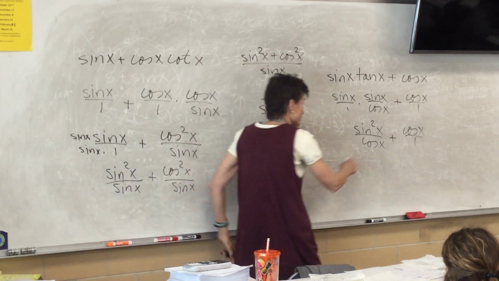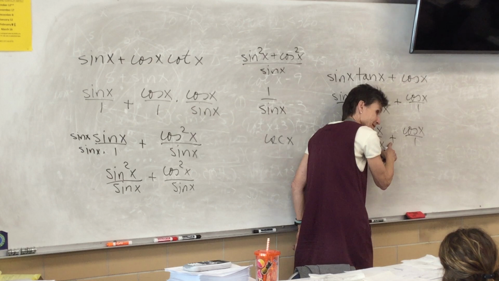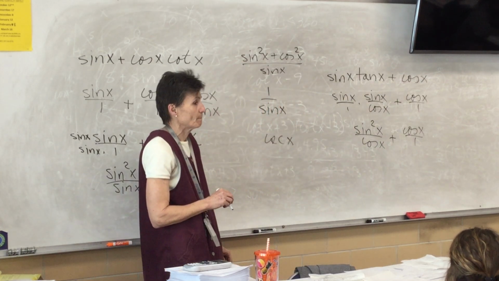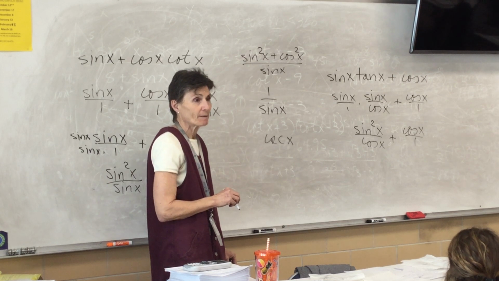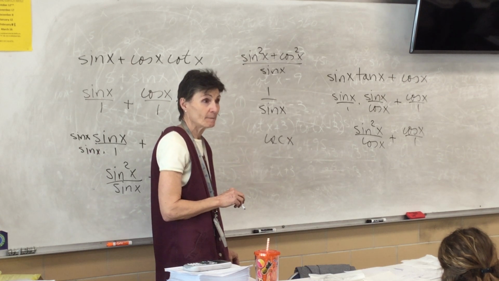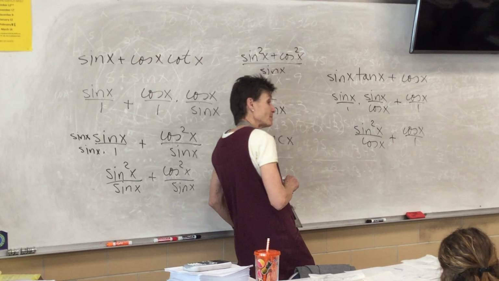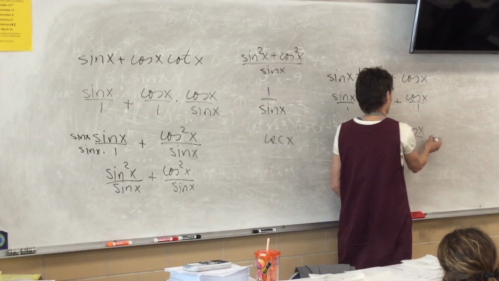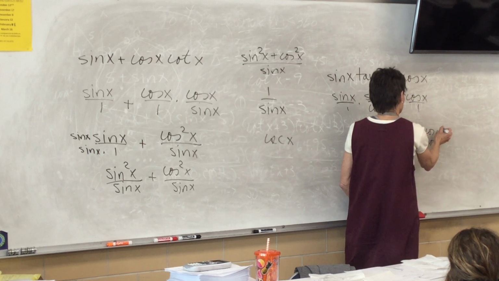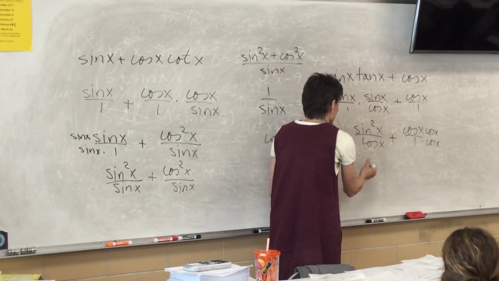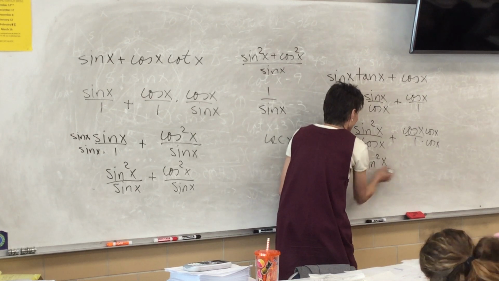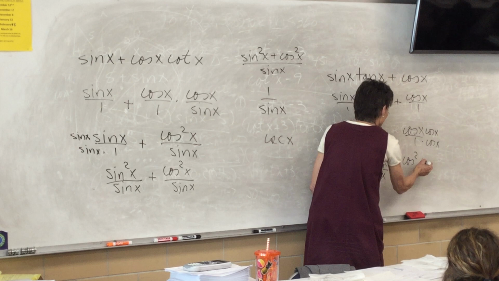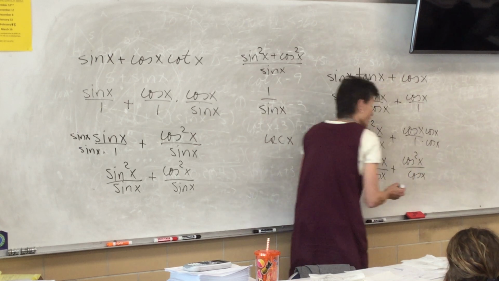Do not cancel. You cannot cancel when there's a plus in between them. So what are you going to do since there's a plus in between them? You're going to combine them by getting a common denominator. This time, the denominator is going to be cosine. So now we have sine squared over cosine plus cosine squared over cosine. Oh my gosh, this looks really familiar, doesn't it?